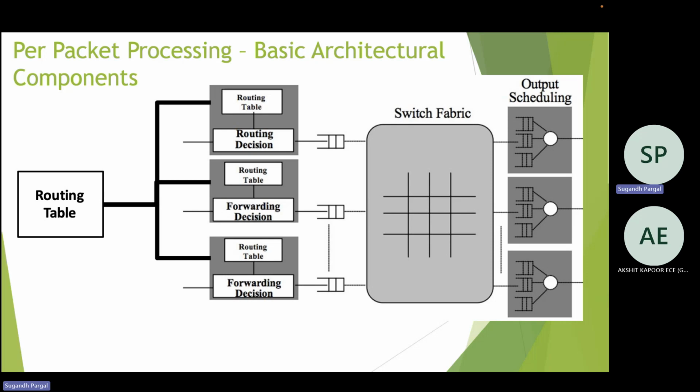So this is the per packet processing, or the basic architectural components, where we have the output scheduling ports and the input scheduling ports, and in between is the switch fabric. Here we have the routing table which makes the routing decision. The data plane checks for the source and the destination IP, and then it interconnects the input port with that particular output port through a switch fabric.